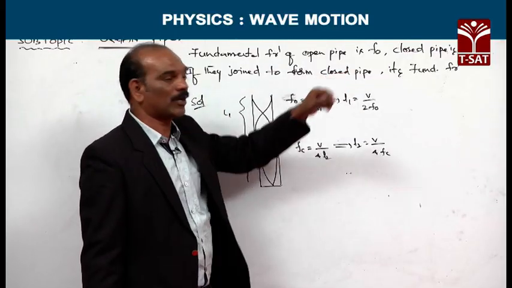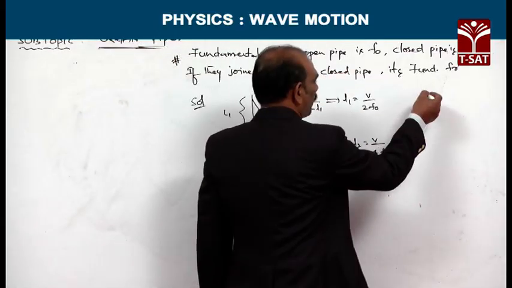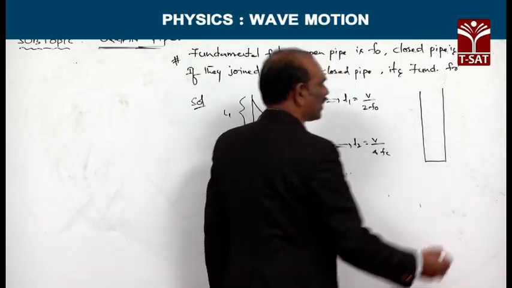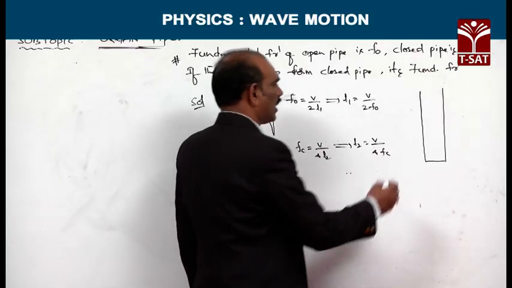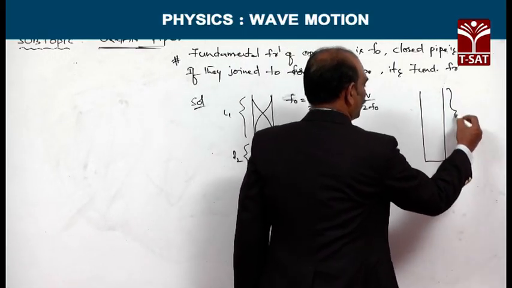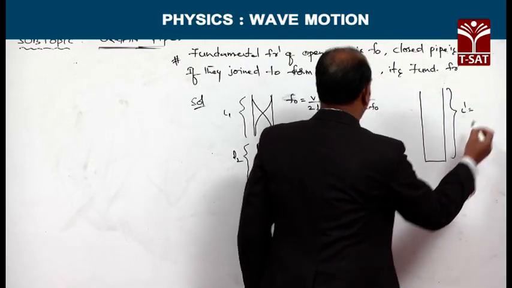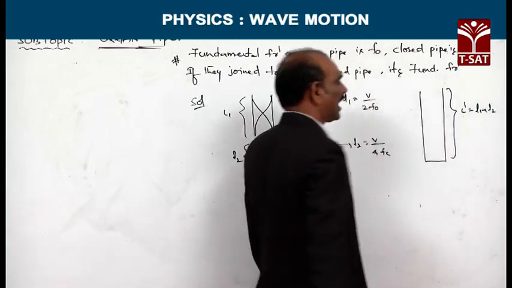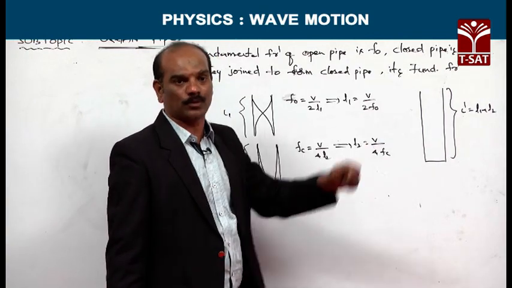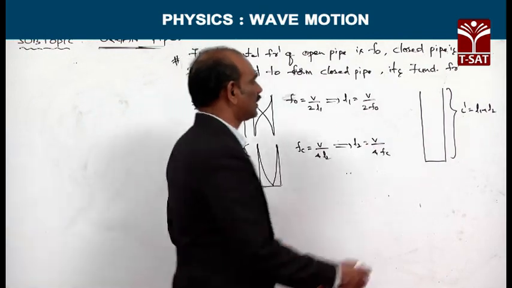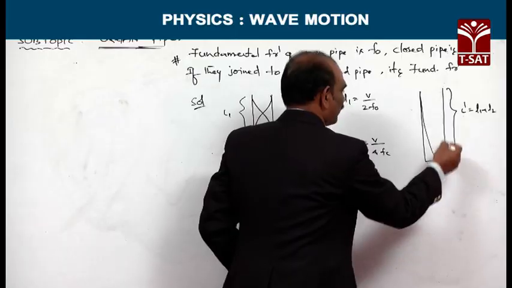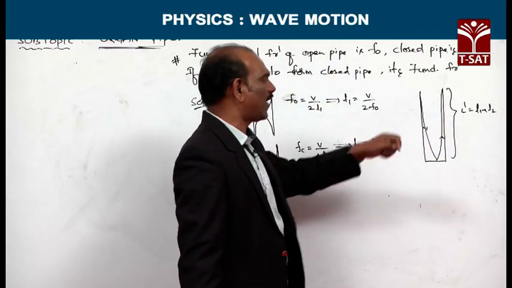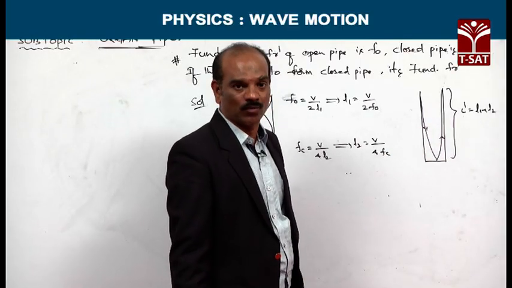When they are joined to form a closed pipe, means these two pipes are joined together, now this will become a closed pipe. So here, now the length of this pipe is L dash, equivalent to L1 plus L2. L1 plus L2 become the new length of the closed pipe. Now this is in the fundamental mode, it is in vibration. So here, in this case, we want to find the frequency of this in the fundamental mode.